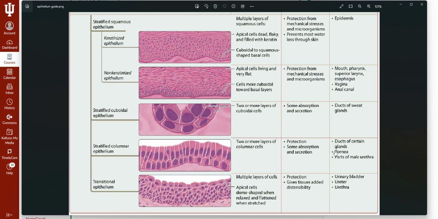So similarly, this is going to be involved in absorption and secretion. We're dealing with more layers, so it's also going to have that protective function.